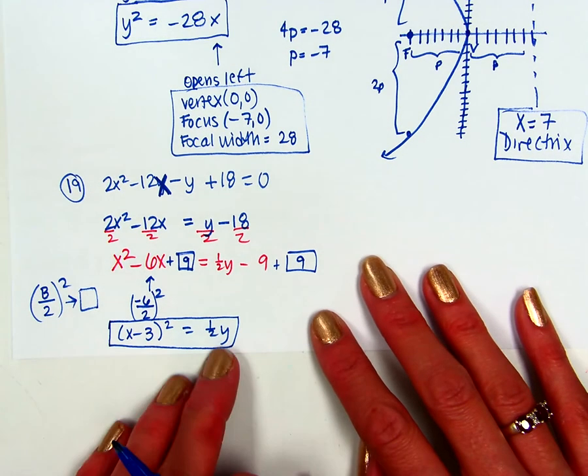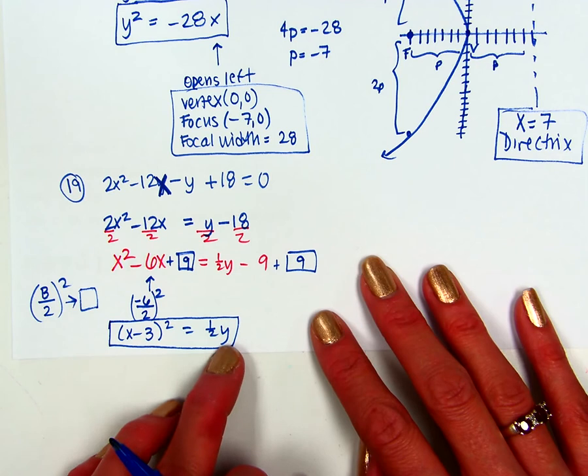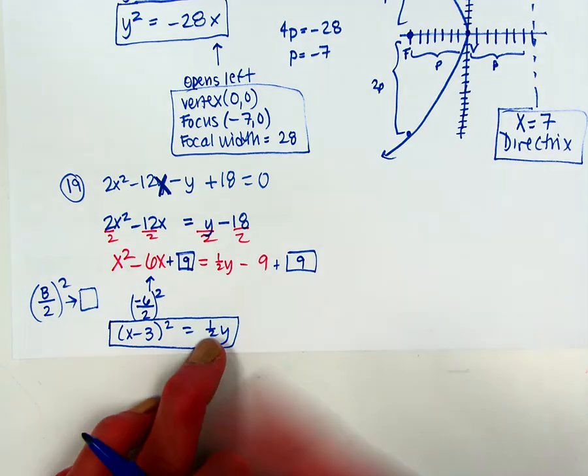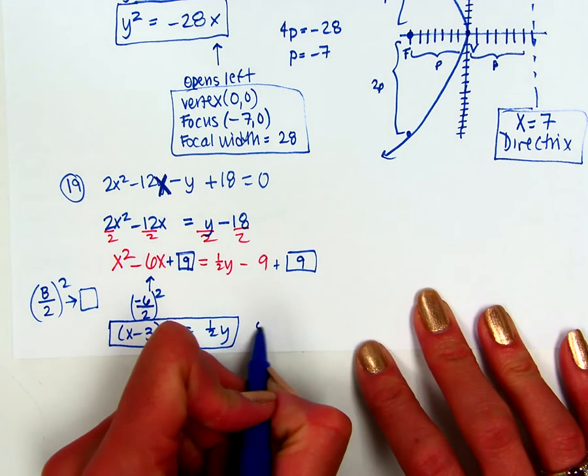Because it's x squared, I know that it's going to open in the y direction. Since the coefficient of y is positive, this means it's going to open upwards.